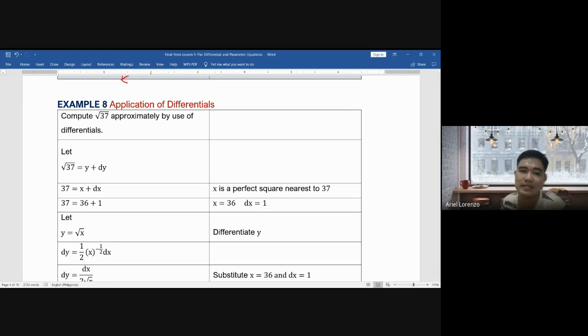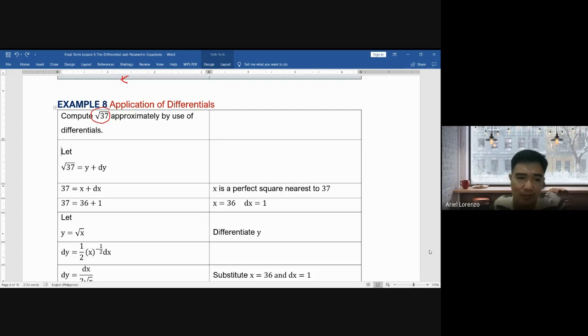So, ganito ang first technique niyan, class. You let the whole given, buong square root of 37, be equal to y plus dy. Itong dy, class, that is the change in y. Kumbaga, merong konting change in y na idadagdag natin kay buong y natin. Kaya meron tayong differential kanina, diba? Kasi mamaya, kukunin natin yung value ni dy para i-add natin kay y natin.